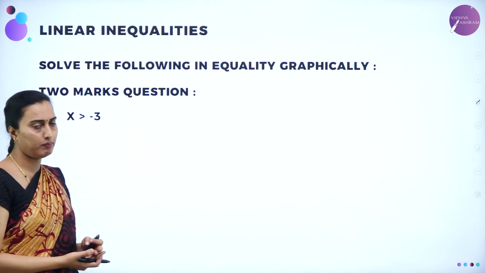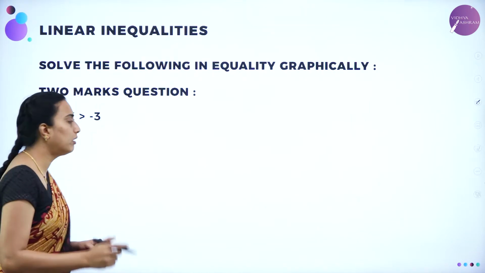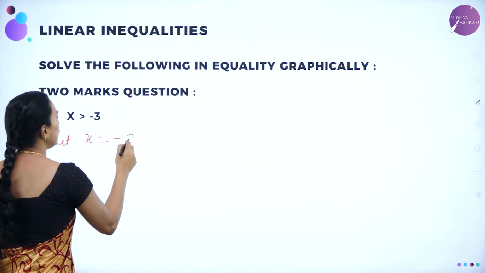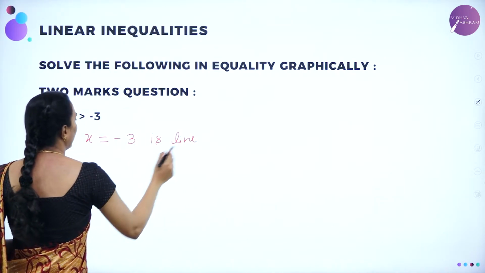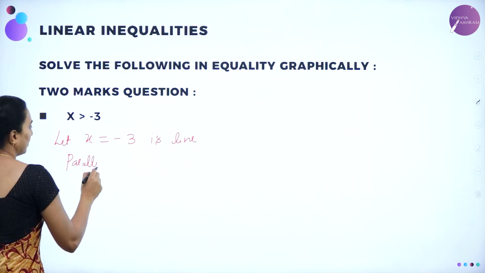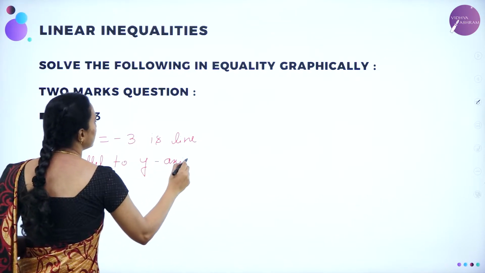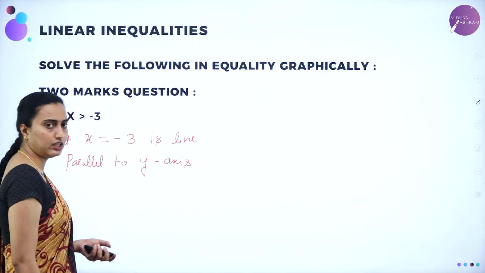And then based on those conditions, we'll move on to solving the following inequality graphically. A 2 marks question will be like this: x greater than -3. Now here what we need to assume, let x is equal to -3. Now what is x equal to -3? It is a line parallel to the y-axis, isn't it? x is equal to k. Here x is equal to -3. How will the graphical representation go?